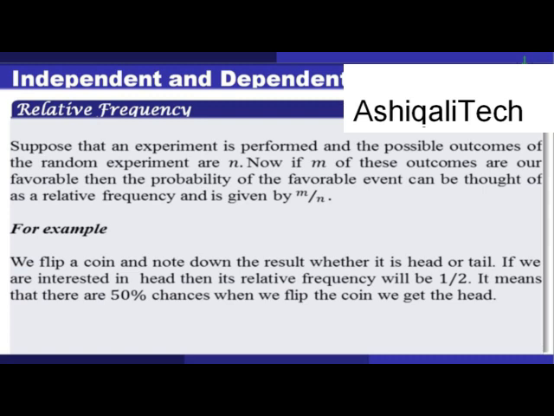For example, we flip a coin and note down the result, whether it is a head or tail. If we are interested in head, then its relative frequency will be 1 by 2. It means that there are 50% chances that when we flip the coin we get the head. So similarly, there will be 50% chances for the tail.